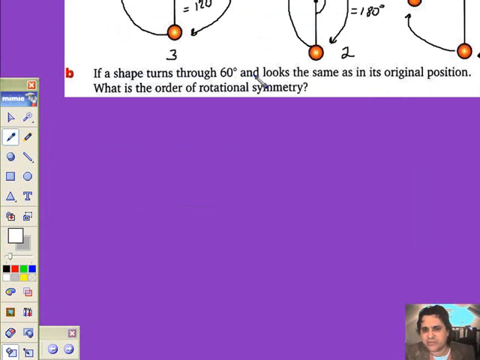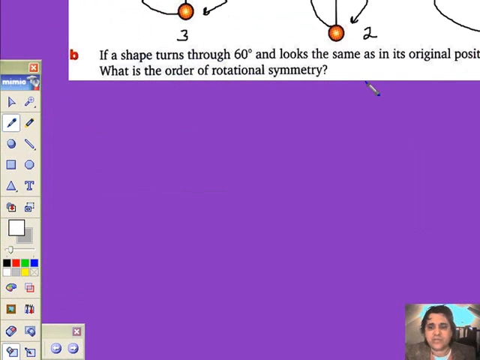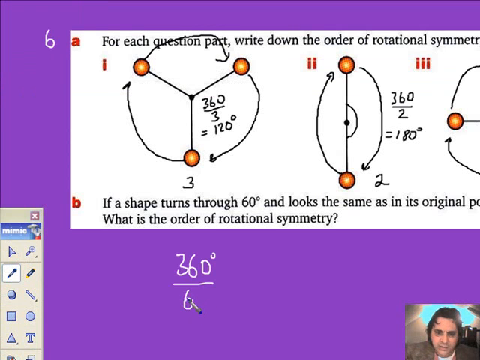Now, question 6b. If a shape turns through 60 degrees and looks the same as its original position, what is the order of its rotational symmetry? Alright, 60 degrees. So how many lots of 60 go into 360? I'll let you know, shall I? So I've got 360 degrees divided by 60 degrees. How many chunks of 60 go into 360? The answer is 6 times.